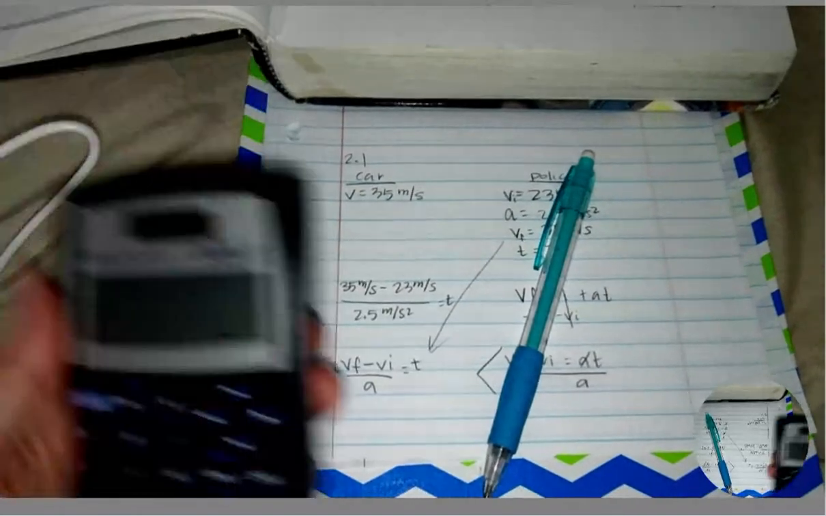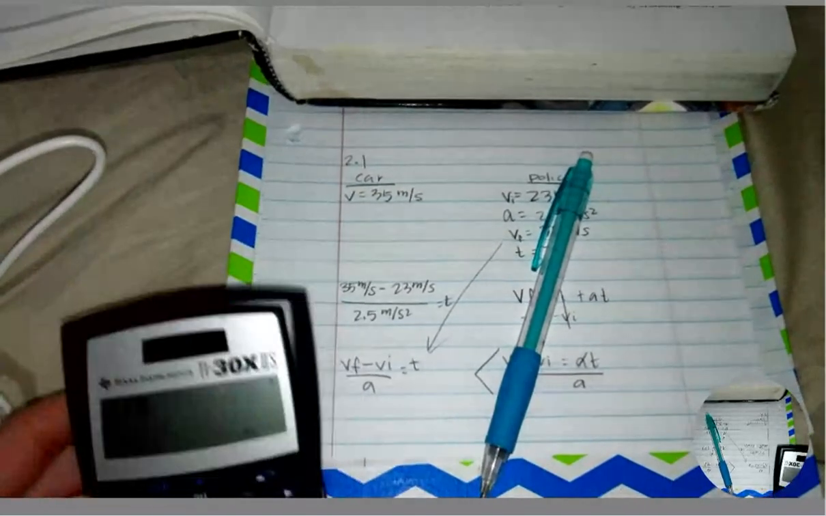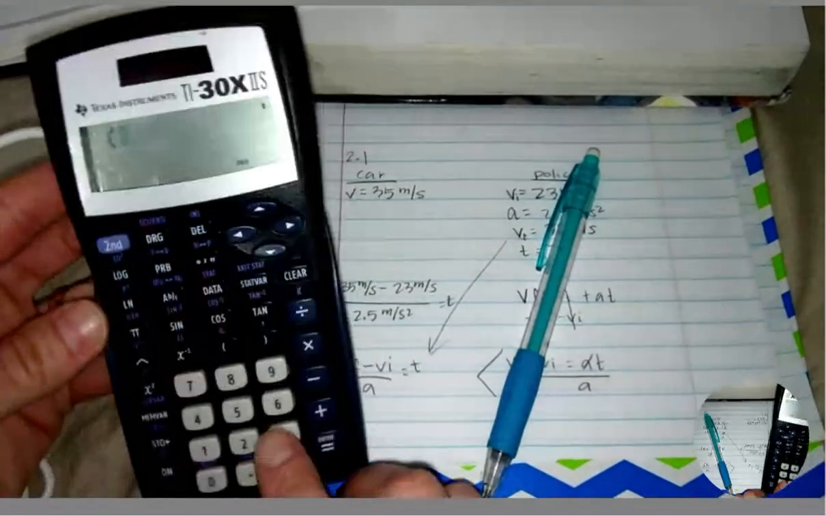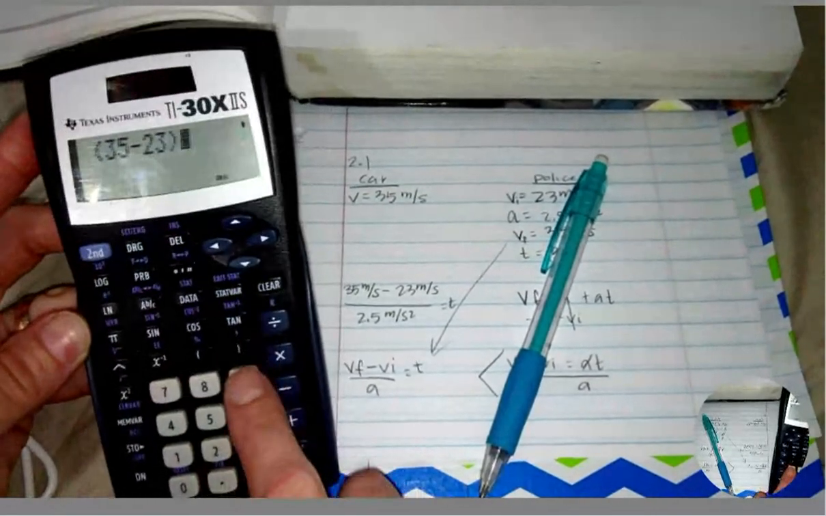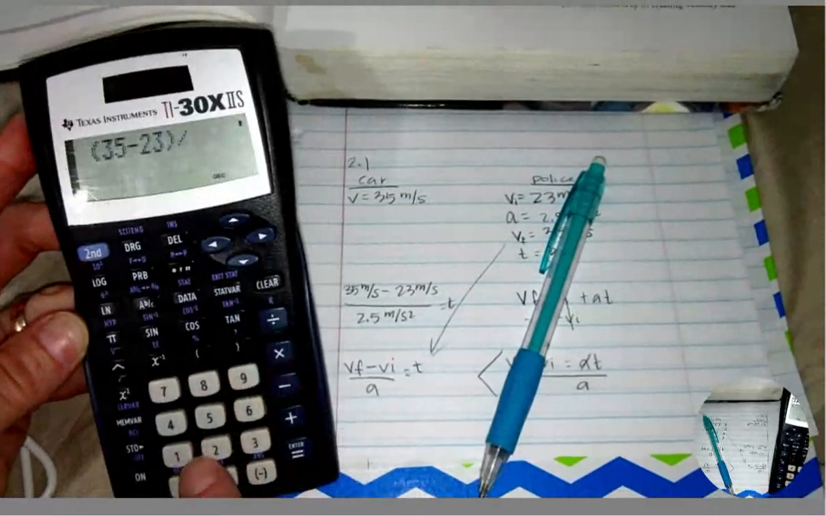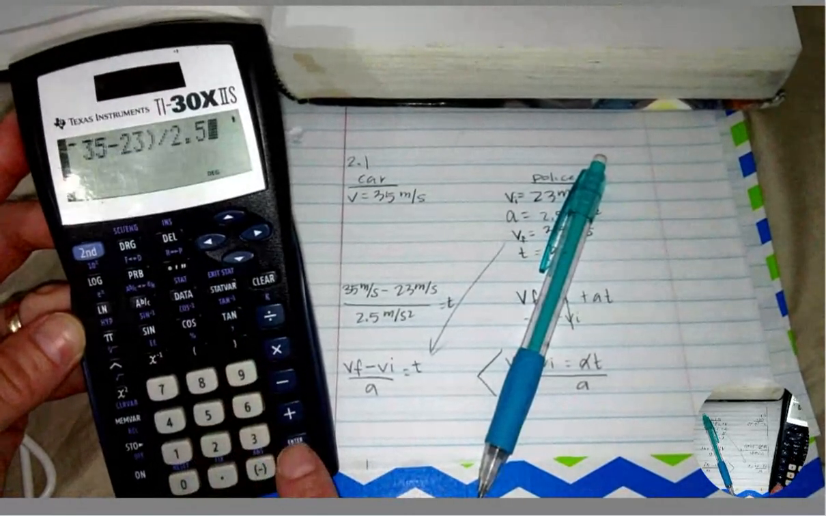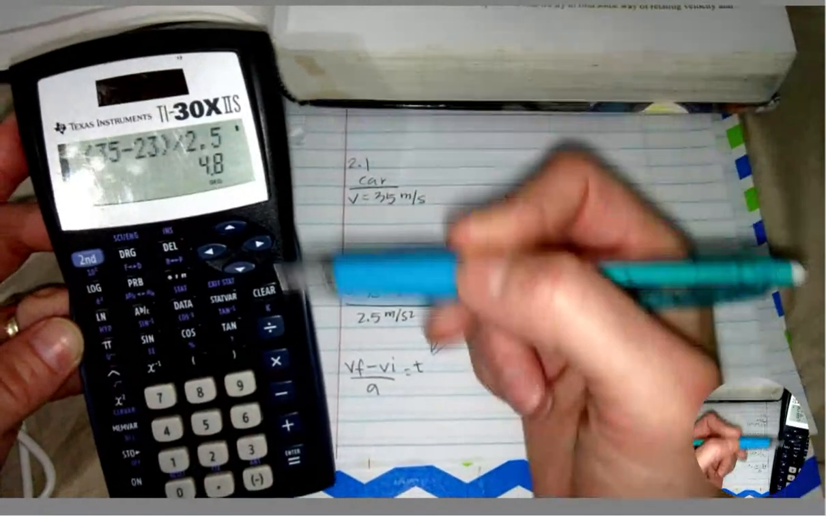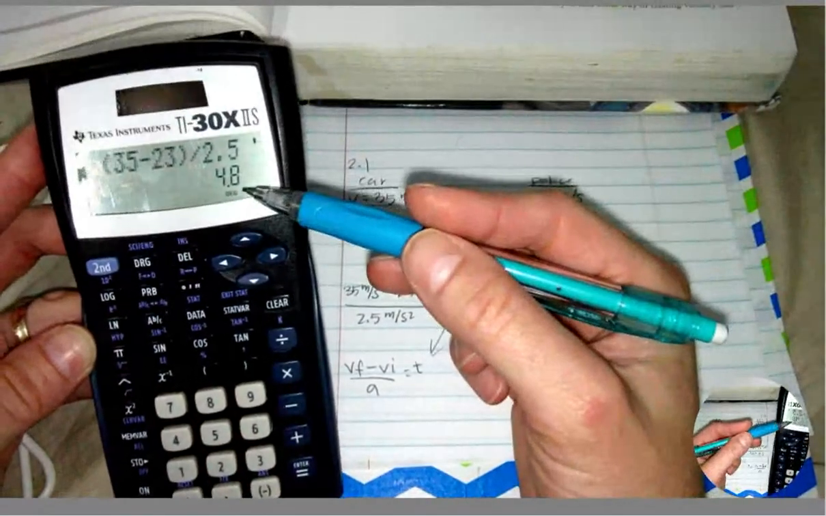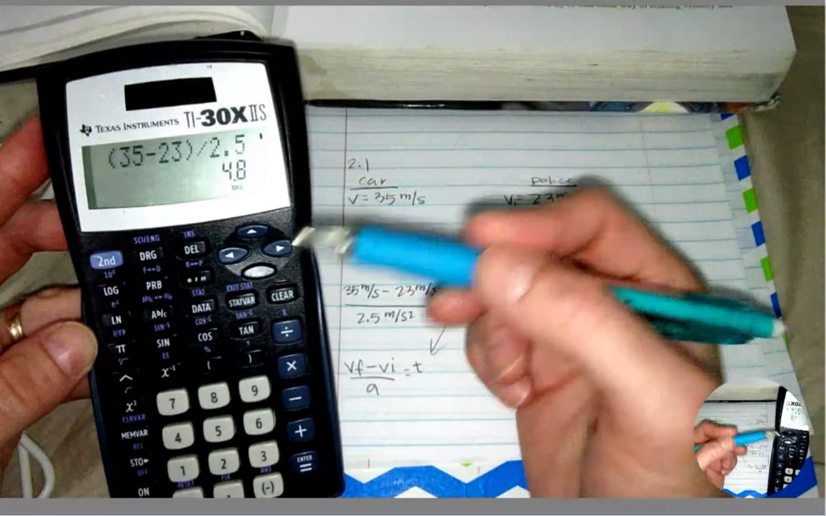So here we have our calculator. We're going to do open parentheses, 35 minus 23, close your parentheses, divided by 2.5. Everything's entered at the same time, then we press equal. You will eliminate a lot of errors if you use parentheses and keep your calculator going with one equation.